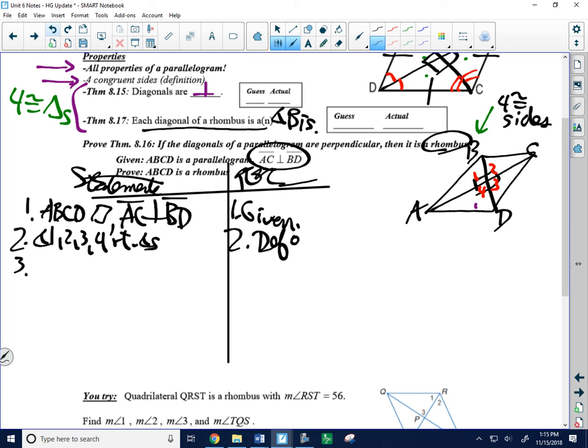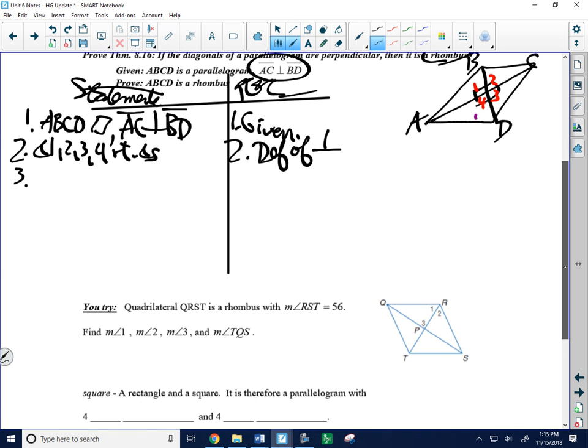Definition of perpendicular? Perpendicular means forms right angles. Now, just like we did in the last one, we'll just say they're congruent. I'm going to say all four are congruent at once, just an extended congruency statement. Angle 1 congruent to angle 2, congruent to angle 3, congruent to angle 4. And again, all right angles are congruent.